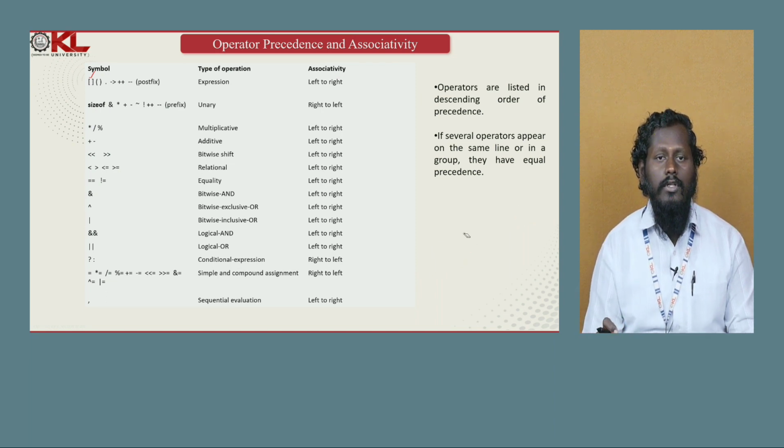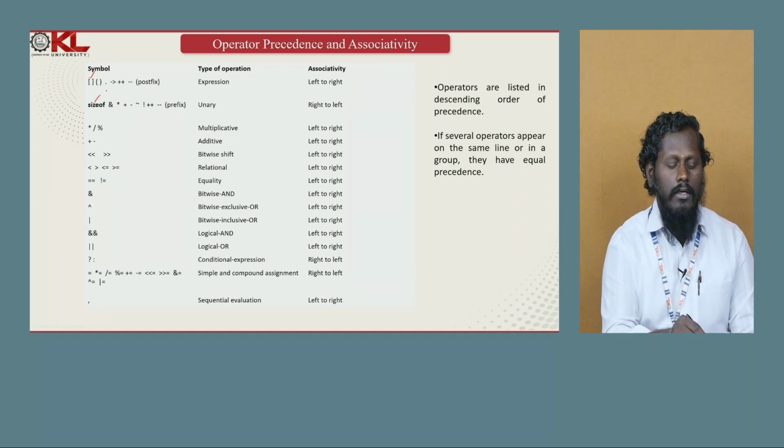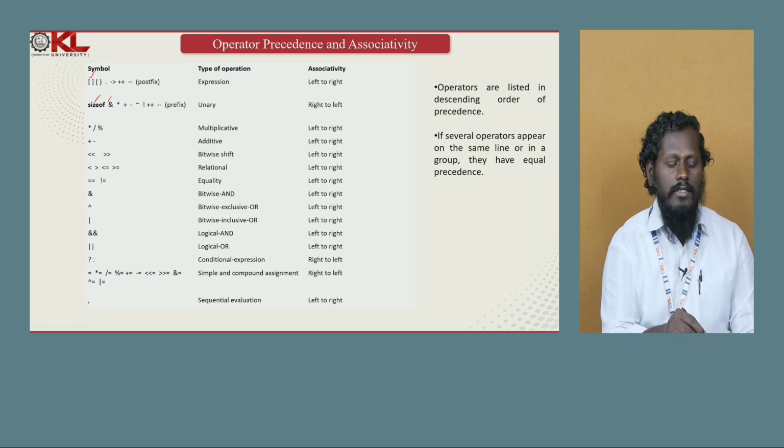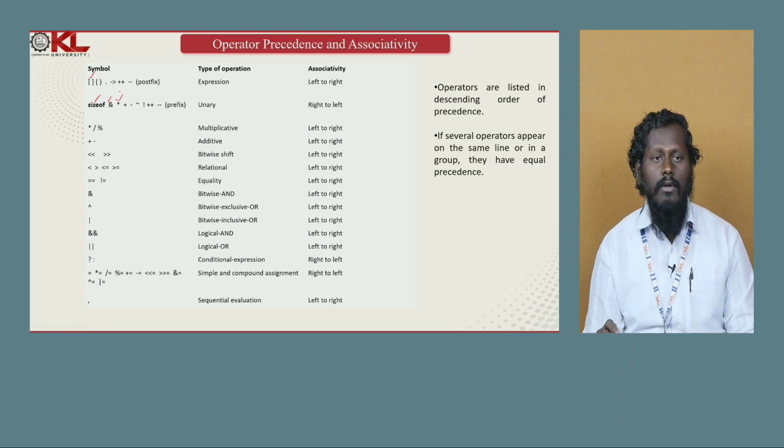And the next one we call unary operators. The first one is sizeof, which gives the size of each and every data type. The next one is the ampersand symbol, which is the pointer operator, that means it gives the address of the operand. And the next one is the asterisk symbol, one of the pointer operators, followed by plus and minus, called unary operators.